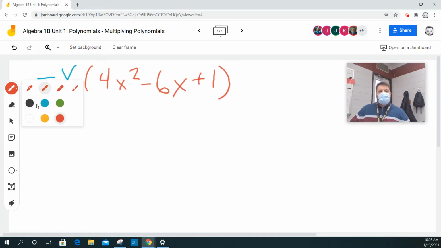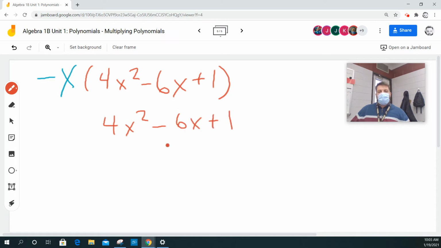So on this one, you could just distribute this through, but I really want to show you that you could use this grid method on any polynomial, right? So I'm going to write out the second polynomial on top. I don't know why. You don't have to do it that way. It's just kind of the way Mr. Adams does it. And then the first polynomial, even though it's a monomial, it's still considered a polynomial. Well, I guess it isn't technically, but it's okay.